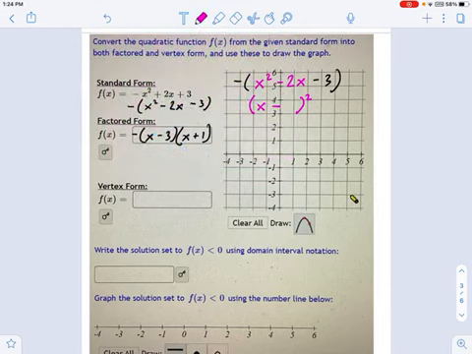Well, you could imagine putting a number 4 here, and if you multiply this out, you would get x squared minus 8x. That's not great. We're looking for a minus 2x. So 4 is not the number of choice.